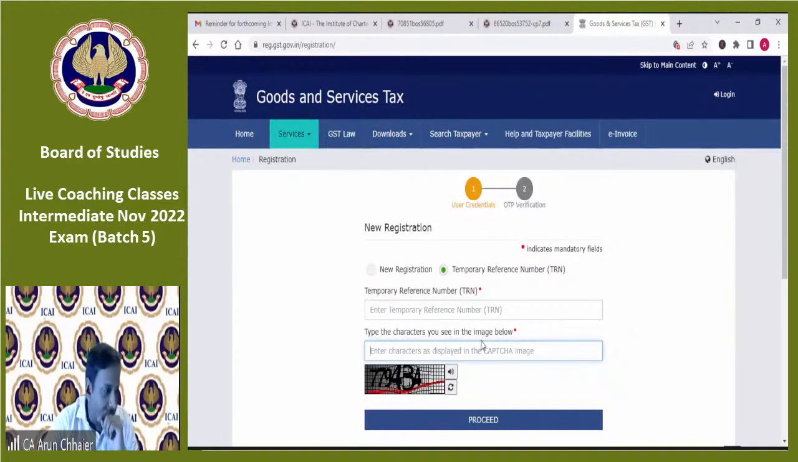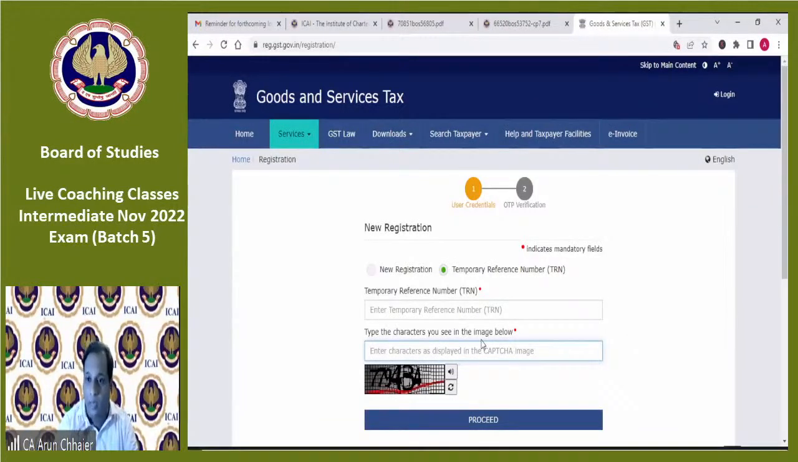What is the Part B? Part B, what are the details of the business? What is the principal place of the business? What is the additional place of the business? Who is the director, partner, karta, trustee? So according to the category, you need to select. You need to enter: what is the HSN code? What is the SAC code?